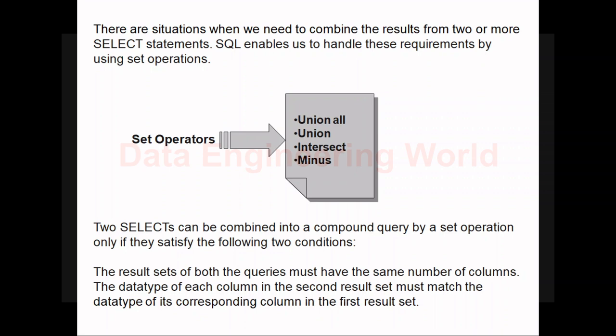There are four kinds of set operations which SQL supports, and they are union all, union, minus, and intersect. Please keep in mind, while we perform the set operations, the result sets of both queries should have the same number of columns as well as the same data types. Let's look at some practical examples to learn more about these set operations.